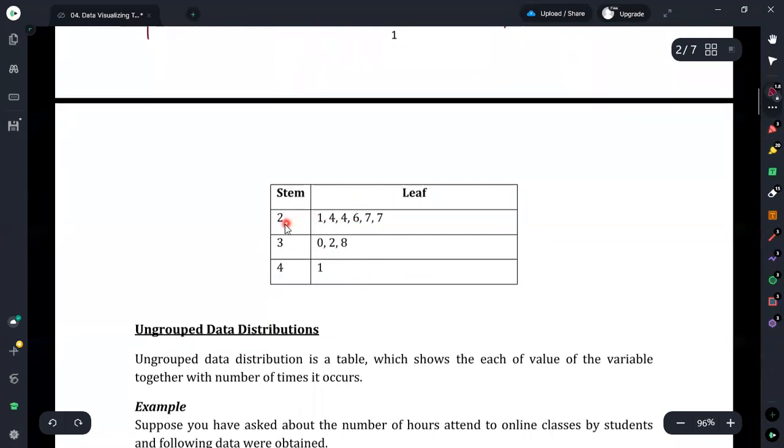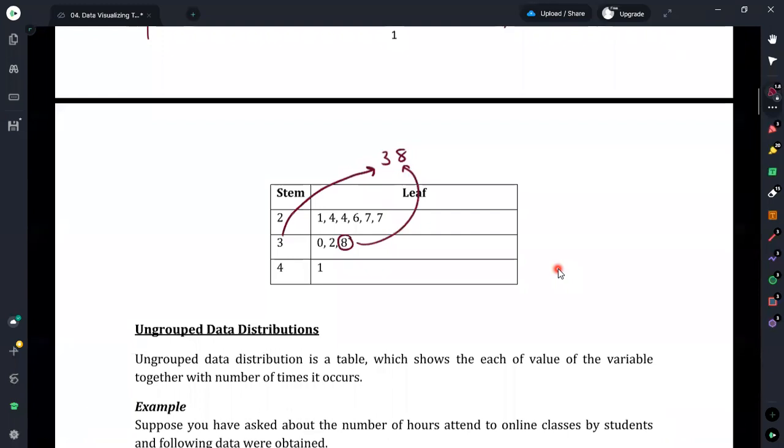Therefore, we can see that all the values are included. If you look at this value 8, it suggests that the value is 38, because the stem is 3 and the leaf is 8. That is how this 38 is constructed. This is the way we construct a stem and leaf plot, and also read a stem and leaf plot.